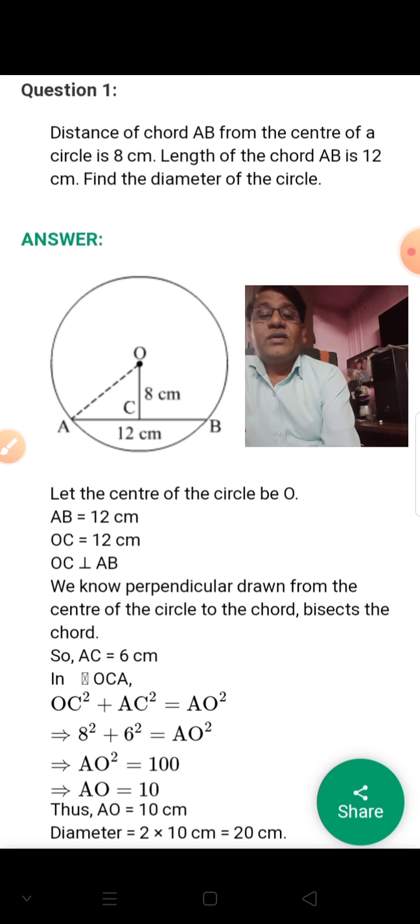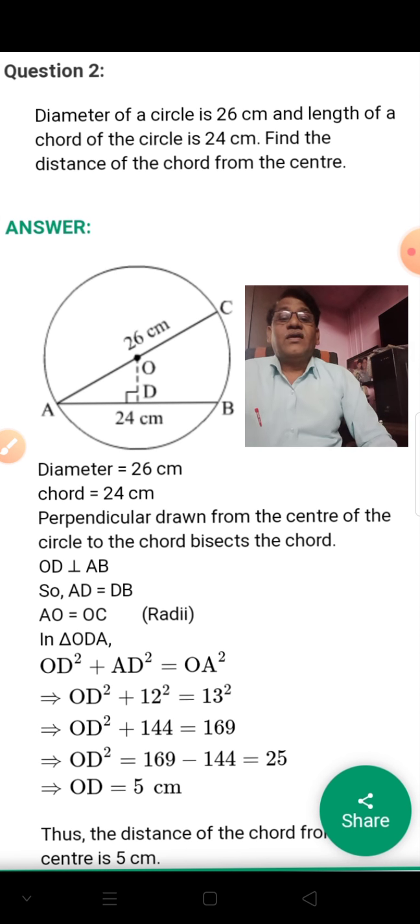Now come to the next. Question number 2: The diameter of a circle is 26 centimeter and the length of a chord of the circle is 24 centimeter. Find the distance of the chord from the center.